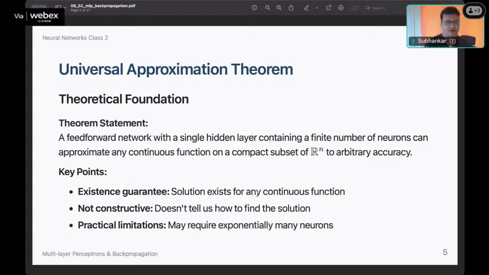Fine. So what does it say? The existence of a solution is guaranteed. A solution exists for any continuous function. Not constructive.